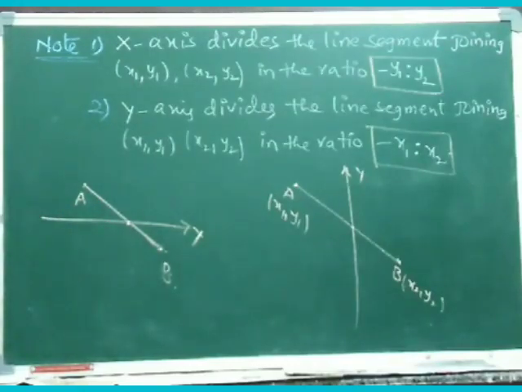So please note this. If the question is to find the ratio in which the x-axis divides the line segment, the answer is directly -y1 is to y2. Similarly, if the y-axis divides the line segment, the ratio will be -x1 is to x2.